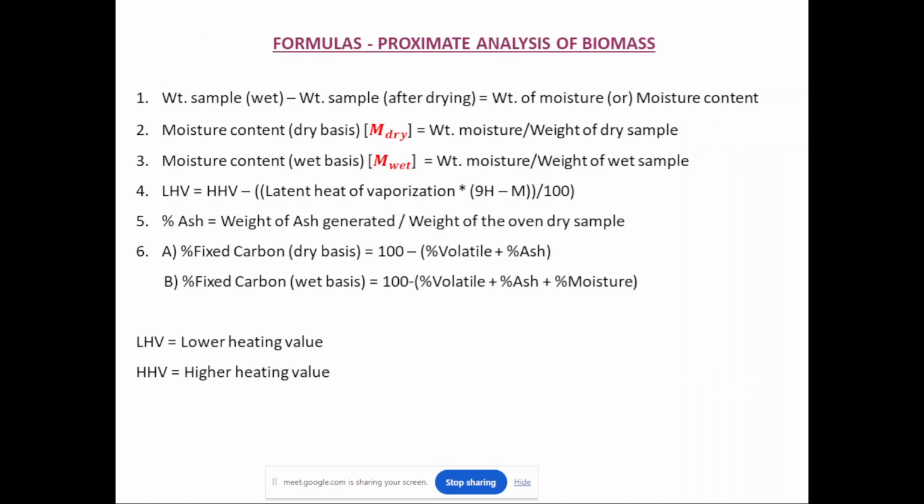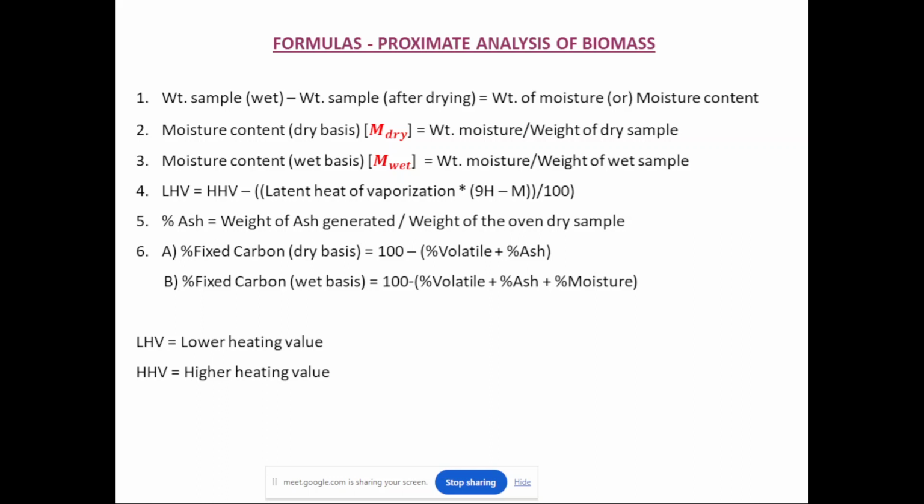Before moving on to the week 7 session, let's see some of the formulas that we used for analyzing the biomass samples. Here is a list of approximately 6 different formulas. You have your moisture content, specifically focused on your proximate analysis. You have your LHV, the lower heating value, and your HHV, the higher heating value. How to determine the percentage of ash, and the percentage of fixed carbon on the dry basis as well as the wet basis.